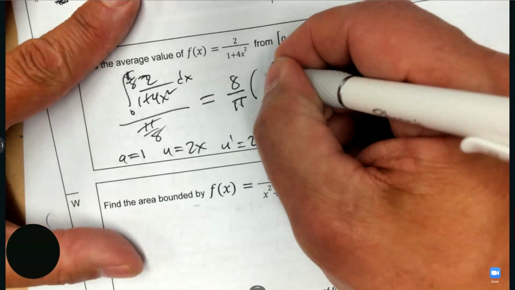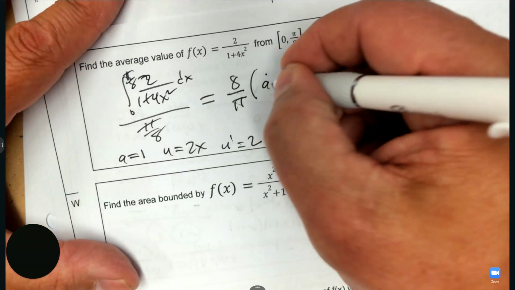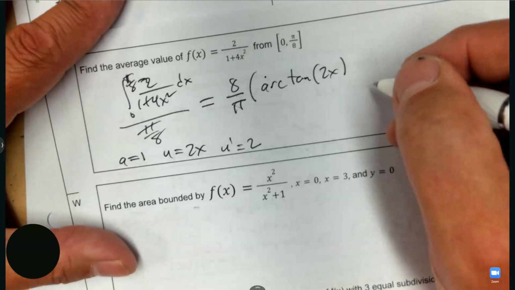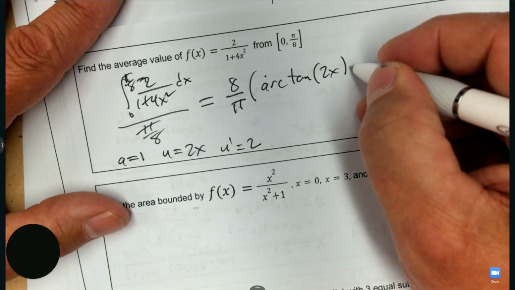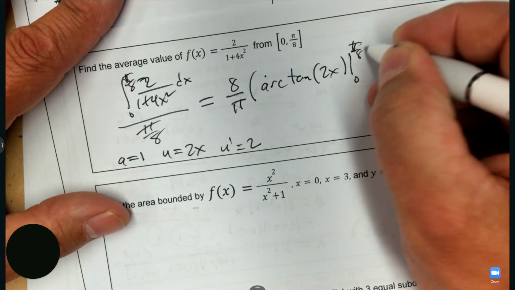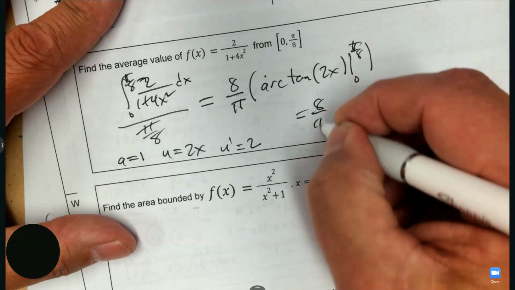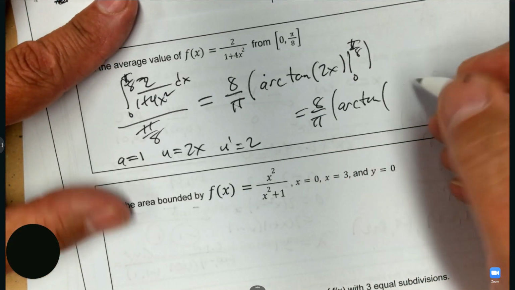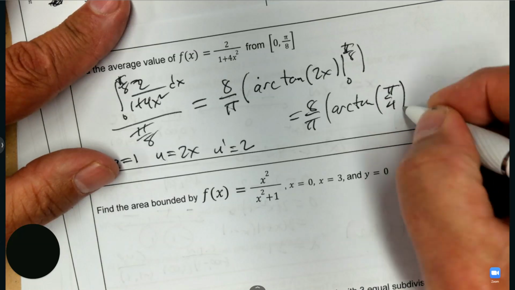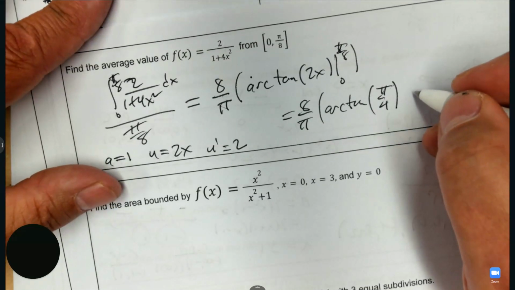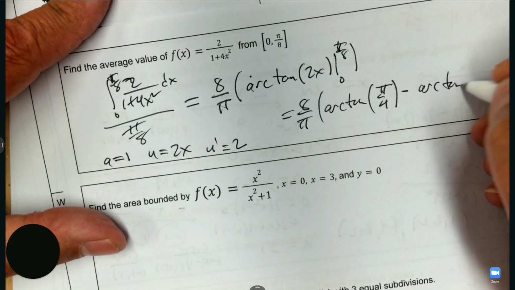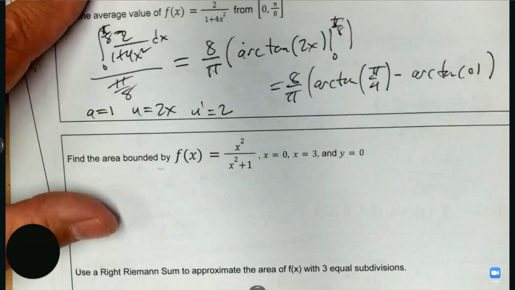So this is 1 over a, which is 1 over 1, which is 1. And then arctangent, u over a, or 2x over 1, which is 2x. And then that's 0 to pi over 8. So we have 8 over pi. We plug in pi over 8 first. So 2 times pi over 8 is pi over 4. And then 0, and then we're good.